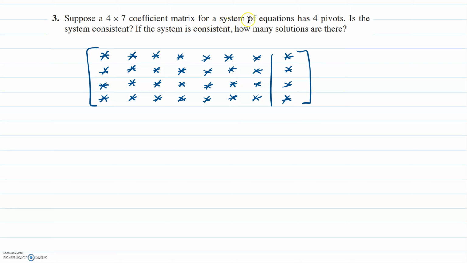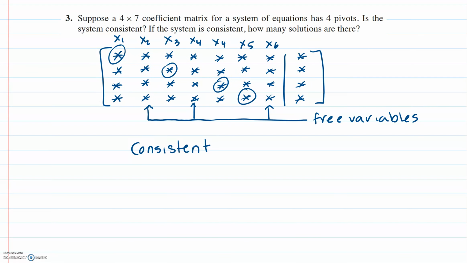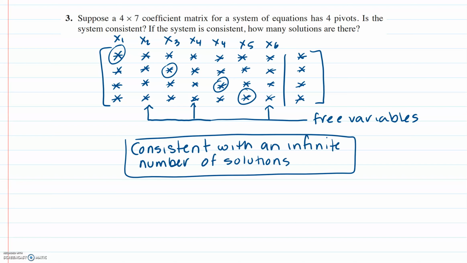So the matrix here says the system has 4 pivots. I do not know what the 4 pivots are. I'll arbitrarily choose them here. Why not? The question is the system consistent? And the answer is yes, because we have 4 rows, each having a pivot, 4 rows, 4 pivots. There's not going to be a 0 with a number. How many solutions are there? Well, there's free variables. x2, x4, and x6 are free. So the answer is consistent with an infinite number of solutions.